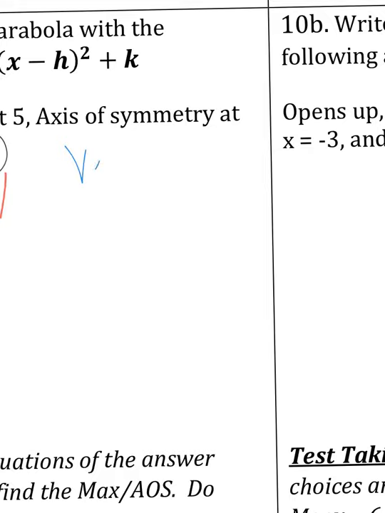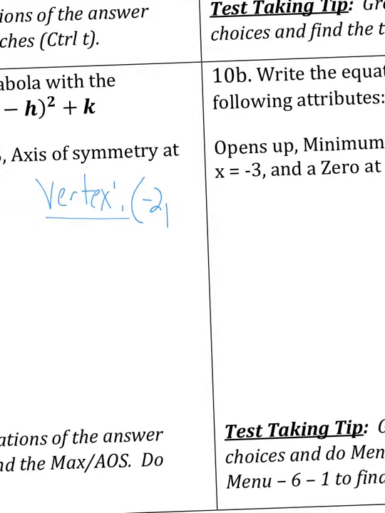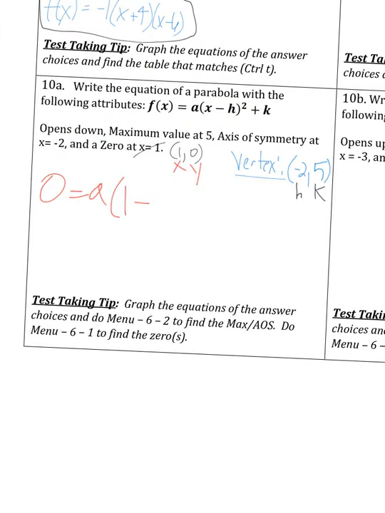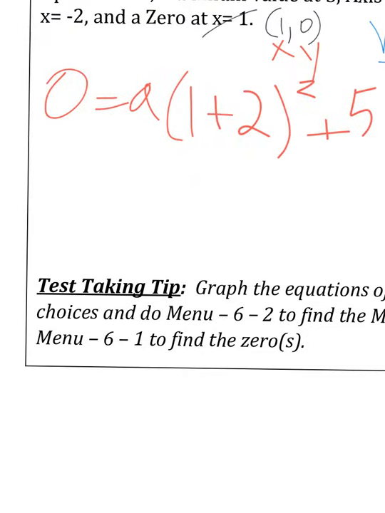So I'm going to write vertex here. And your vertex is negative 2, comma, and then the max value is the y value of it, 5. Why am I bringing that up? That's going to be your h and your k. So plug in your h and your k, so minus -2 turns into plus 2 squared, and then plus k would be plus 5. All right, so let's see here. 1 plus 2 is 3. 3 squared is 9. So I have 0 equals 9a plus 5.